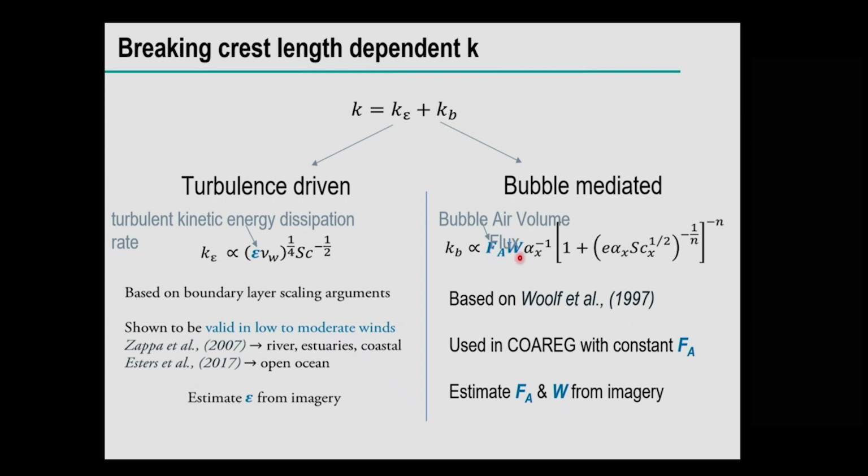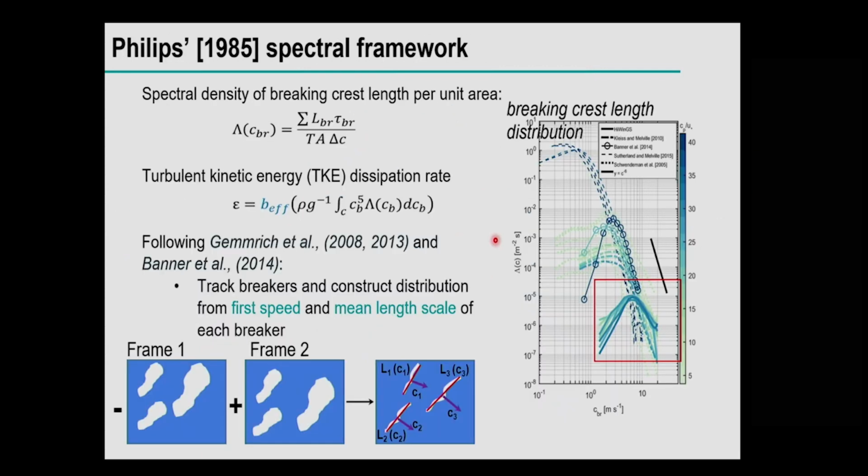And in the bubble part, I just stayed with the same formulation that we had in the core algorithm, where we have the whitecap dependence, but we also have a dependence on this parameter, which is the bubble air volume flux, which is taken as a constant mostly because we don't have that many measurements. But as I'll show you, there have been some developments there where we can express it as a function of this breaking crest length distribution.